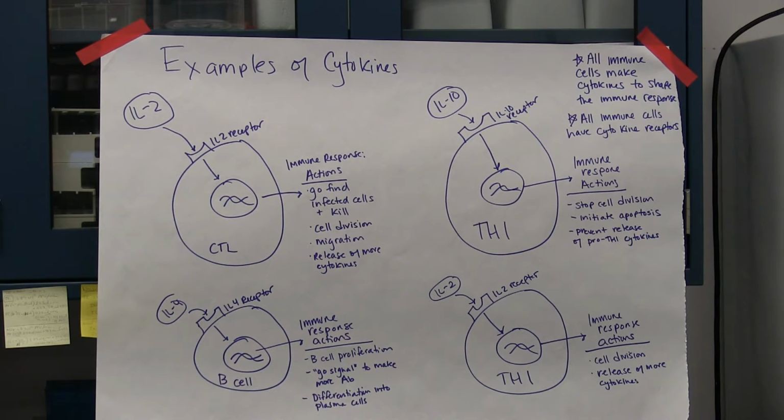So in this case, IL-4 elicits B cell proliferation, so that's cell division, making more B cells. It's also a go signal for that B cell to make more antibodies. It's like, oh, we've got the right antigen-antibody combination here, let's make more of that. It also promotes differentiation or specialization into our plasma cells, which, if you remember, are the antibody factories.